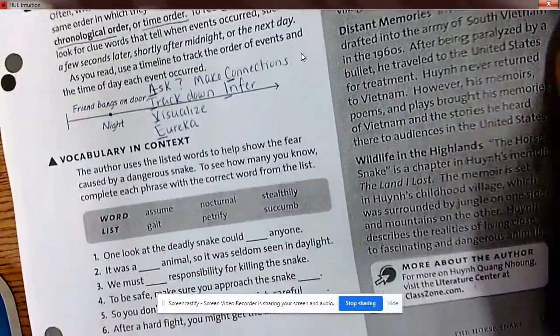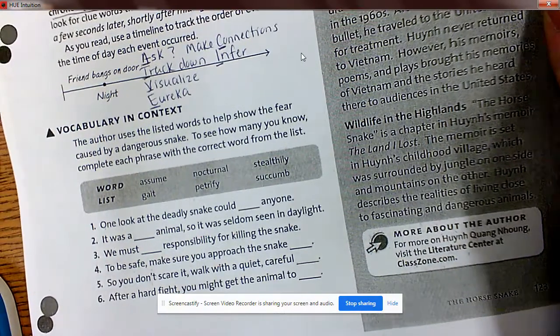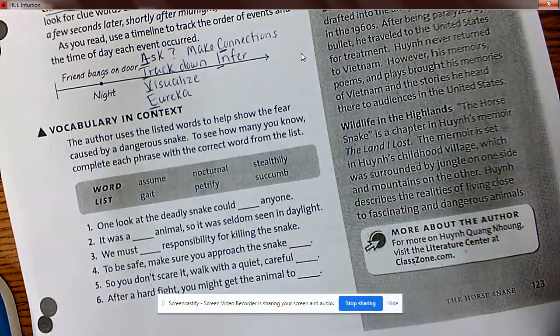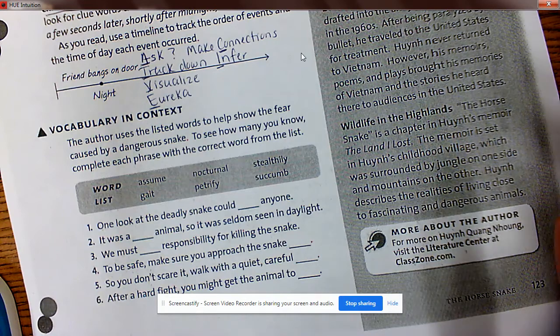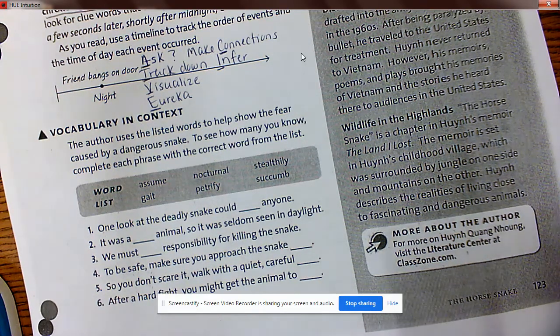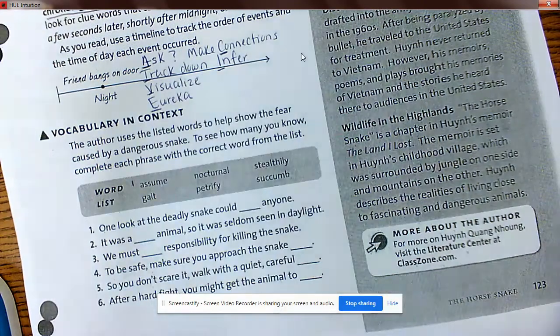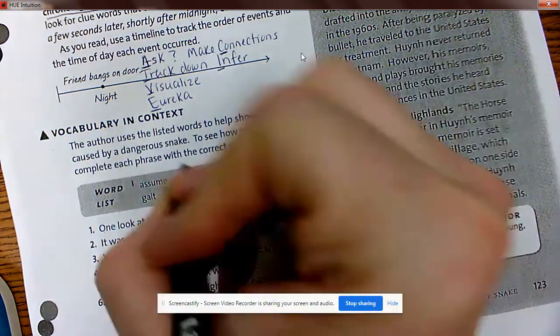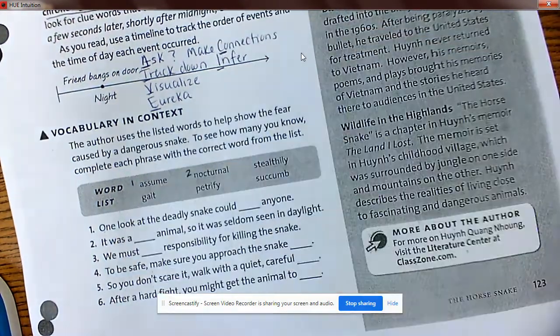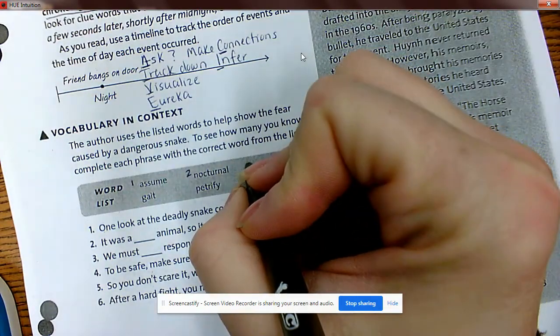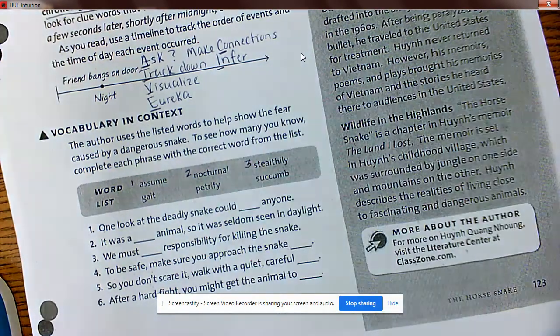Down below, let's look over the vocabulary and context. The author uses the listed words to help show the fear caused by a dangerous snake. To see how many you know, complete each phrase with the correct word from the list. So I'll read the words so you can hear how they are pronounced, and then I want you to just number them. So we're going to go assume is number 1. Nocturnal is number 2. Stealthily is number 3.